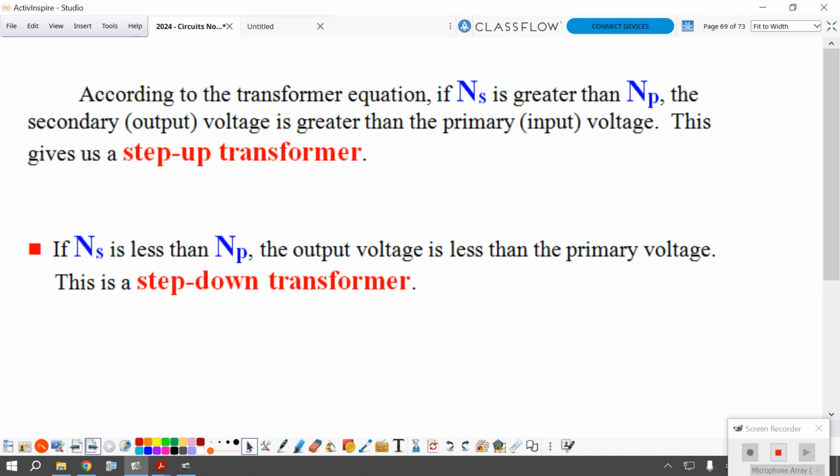But what if you're plugging into something that is 100, depending on what different countries are? Some countries have higher ones at 220. And what do we have to do with that? We step it up or we step it down.